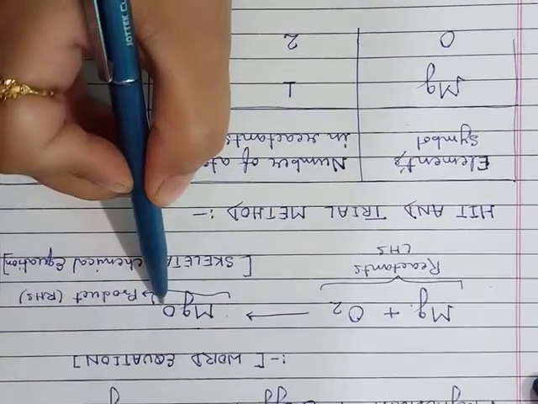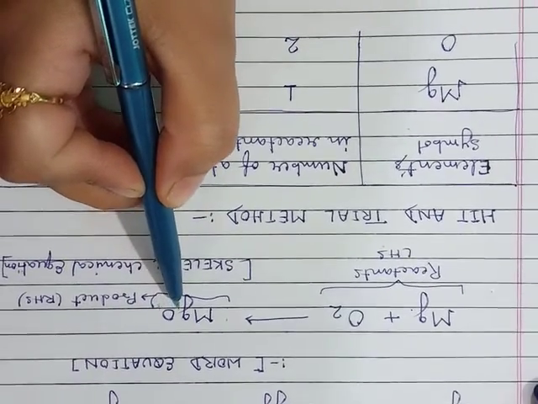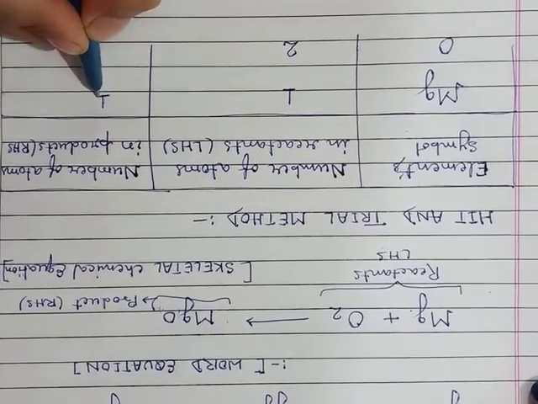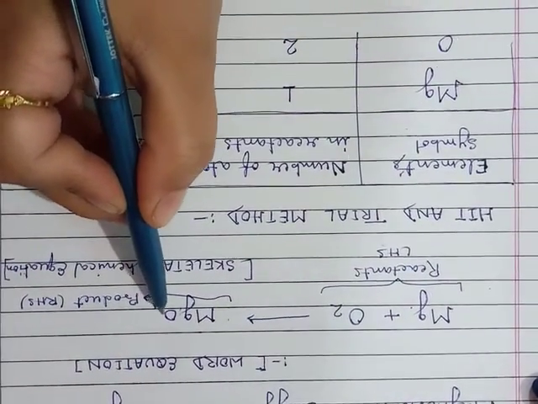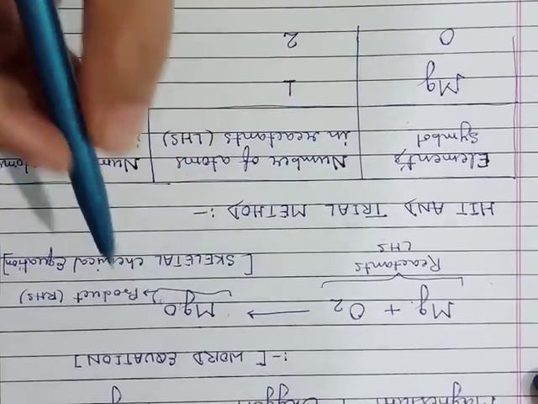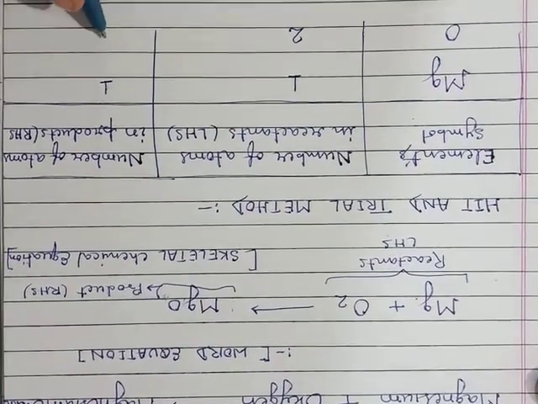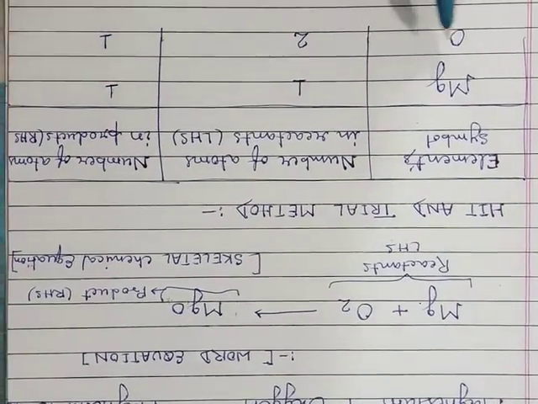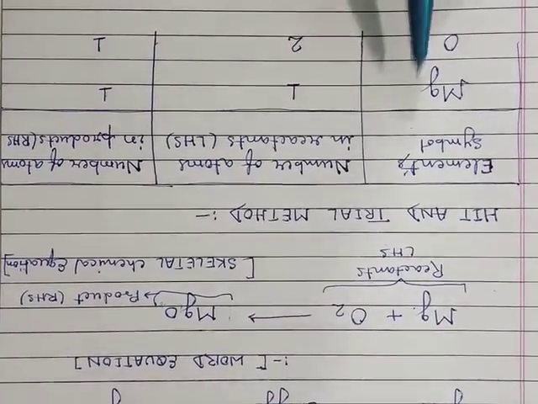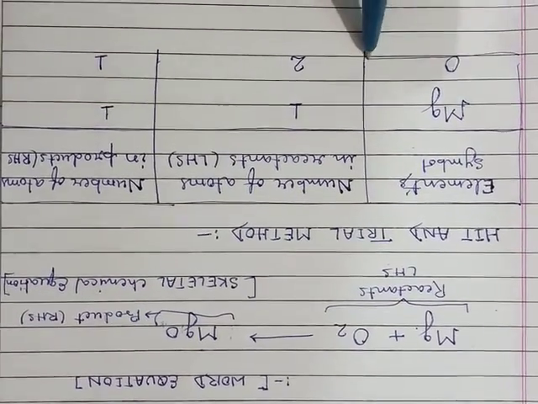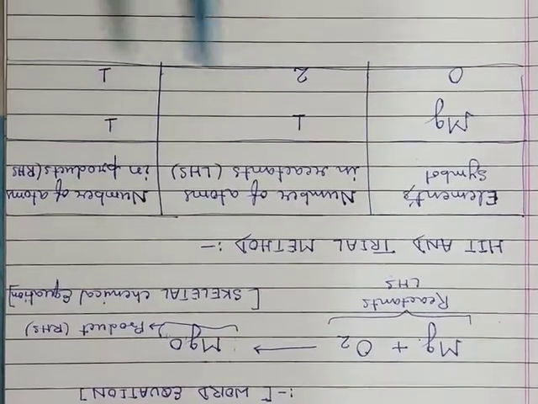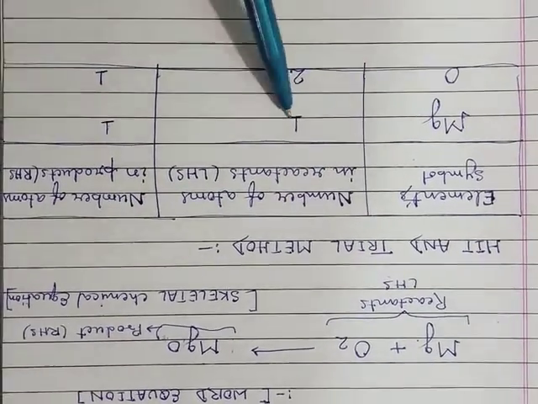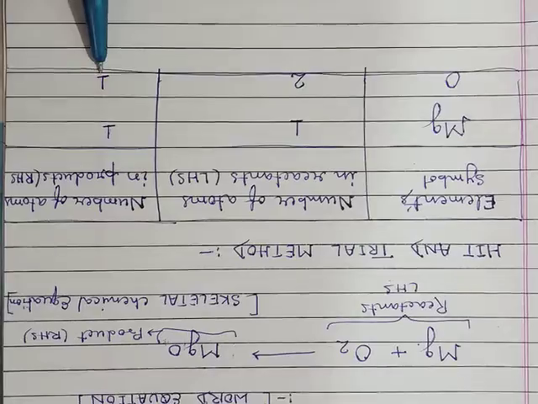But in the compound magnesium oxide, MgO, Mg is 1 multiplied by 1, so the number of atoms of magnesium in the product is 1, and here 1 multiplied by 1, so the number of oxygen atoms is 1. Now we have to count and compare the number of each element on the right hand side and left hand side. Here you look, this is not the same. Magnesium is the same but oxygen is different.